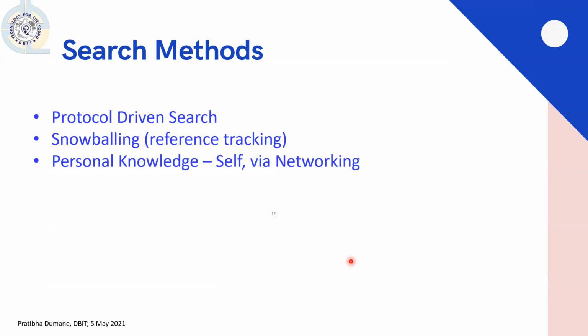And in personal knowledge, you might go through the existing theories. You might accidentally come across a relevant paper through networking. You might come across a professor working in the same area of research that you are working on. So in this way, you'll be able to gather information through personal knowledge, through self and networking.